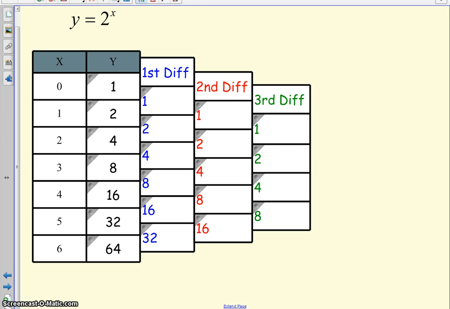Okay, so take a second here and check your differences. You may notice here that at no point are you going to get any differences that are the same. Okay, it's not going to be like something linear or quadratic. We're eventually going to run into something where all differences are identical, so you can make a determination.